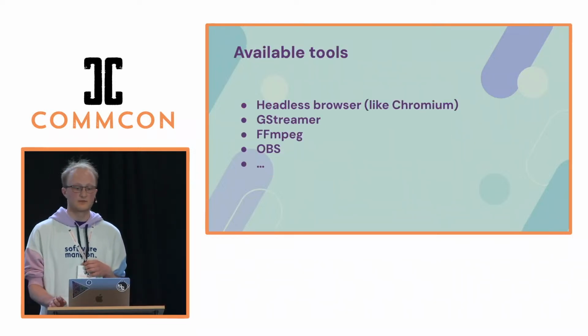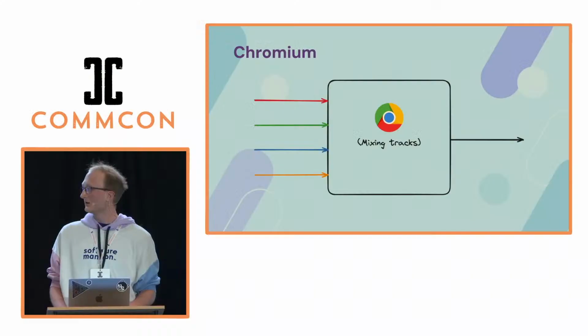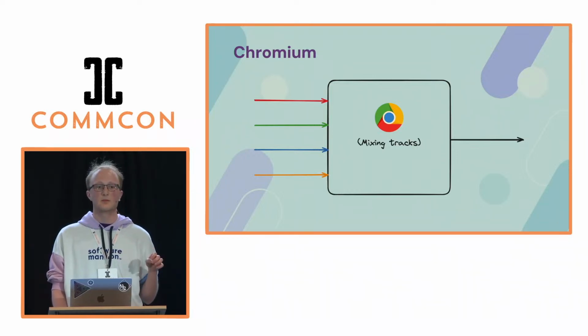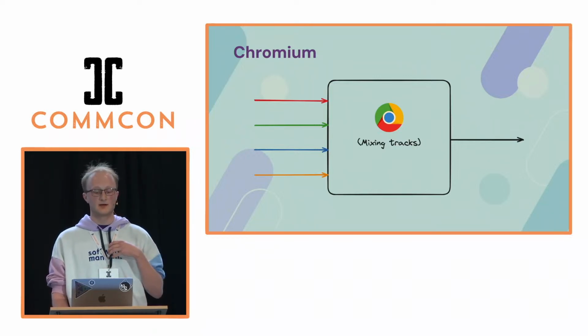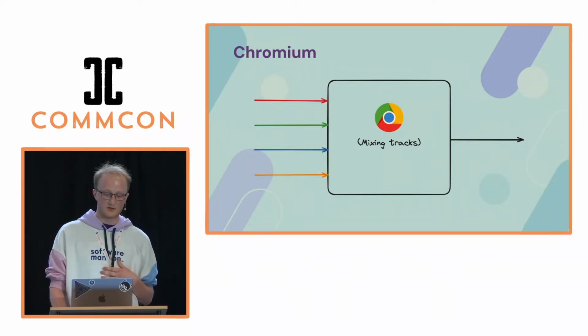So what can we use for it? Two years ago, there were just those options. So basically, you can either spawn a headless browser, something like Chromium, or use GStreamer, FFmpeg, or OBS for it. And let's take a look at them. So let's say with Chromium, it's by far the most popular choice. You just spin up the headless browser. Usually, you connect the peer to the meeting that doesn't send any tracks and just receives them, mix them in the browser, and compose them somehow.